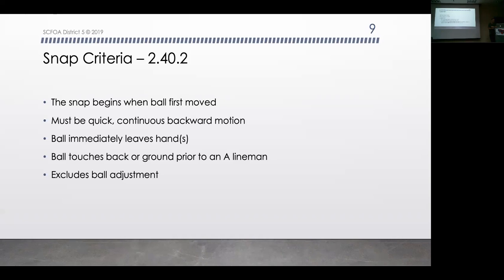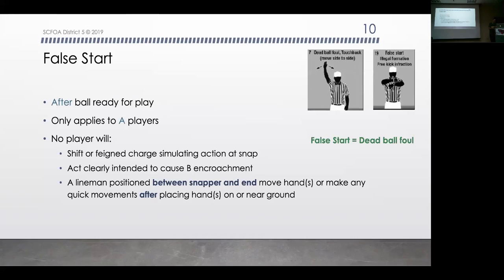So this is a false start. After the ball is ready for play, and a false start only applies to A players, no player will shift or take any sort of action simulating the snap if the act clearly intends to cause B to encroach, and a lineman between the snapper and the end moves his hands or makes any quick movements after placing his hands on or near the ground.